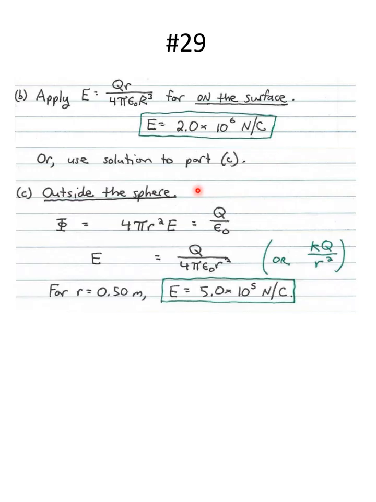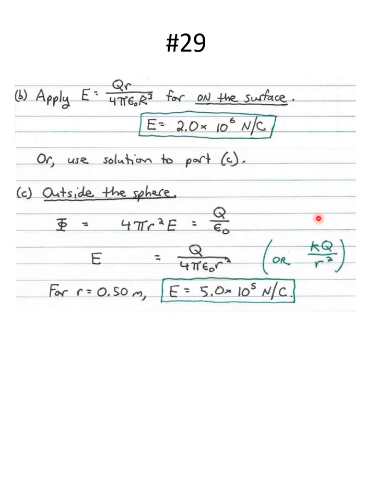So let's go down to part C, outside the sphere. We have the same thing. Gauss's law says that the flux through a spherical surface 4 pi little r squared E is going to equal the charge enclosed over epsilon naught. Now, the charge enclosed is the entire charge of the sphere because we have gone beyond the sphere. So we get that E is q over 4 pi epsilon naught little r squared.